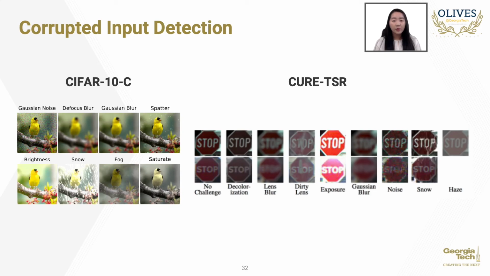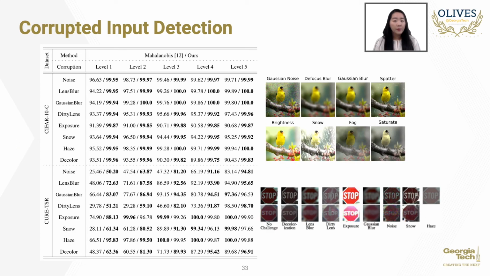We further validate our approach in detecting corruptions in images. For this purpose, we utilize two datasets that include multiple corruption types and severity levels. CIFAR10C is a version of CIFAR10 with different types of corruptions, and CURE-TSR is a traffic sign recognition dataset with different challenging conditions. We compare our method with Mahalanobis' method that outperformed all the other methods in the literature for out-of-distribution detection. We also utilize AUROC scores for comparison here.